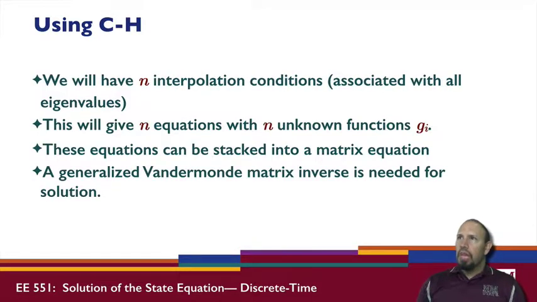So in general, we will have n interpolation conditions associated with all the eigenvalues, including the repeated eigenvalues. This will give n equations and n unknowns. That is, the unknowns are the functions g. These equations can be stacked into a matrix equation, and in general, you'll get what's called a generalized Vandermonde matrix. Okay, and so if you have repeated roots, instead of having the Vandermonde matrix, you will have a generalized Vandermonde matrix inverse needed for solution. And so using this method, then we can obtain a to the power k in general. So stay tuned for the worked example problems.